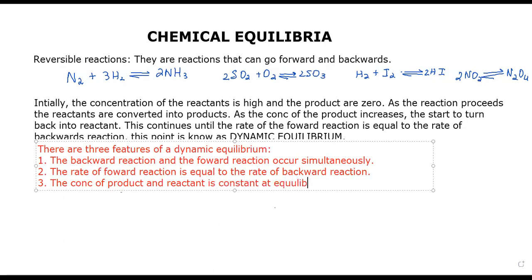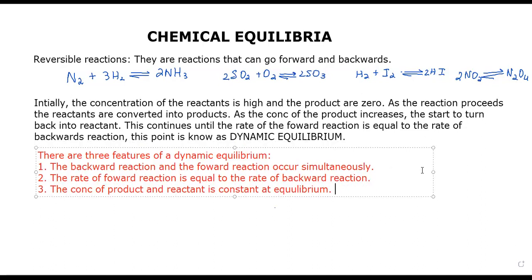What does that mean? Please keep in mind that it doesn't mean that the concentrations of the product and reactant are equal to each other, because students have made that mistake. It simply means that the concentration of product and reactant is constant, right? If I'm getting 2 mol per dm cubed of the product, then as the reaction proceeds, I will keep on getting 2 mol, 2 mol, 2 mol, 2 mol.